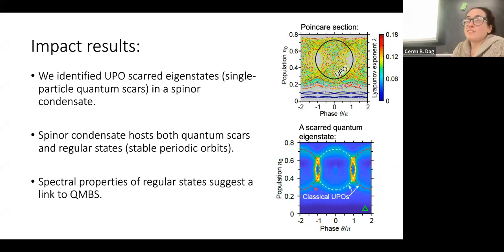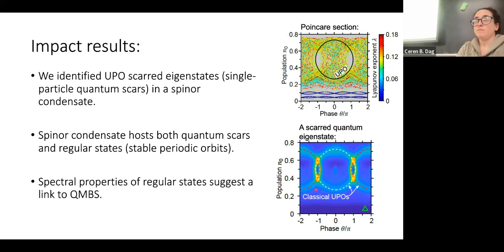Yes, unstable periodic orbit. It's a periodic orbit in the phase space, but its Lyapunov exponent is positive. That tells you about the instability of the periodic orbit. By phase space, you mean X and P? If you have, say, a quantum billiard model, that would typically be X and P. But here, in the spinor condensate, our phase space is in terms of other parameters that I'll explain in a bit. We're working in the coherent state basis, which is the most classical here.